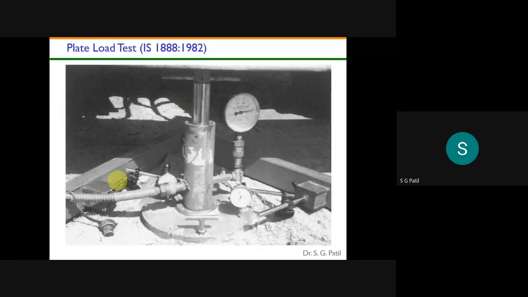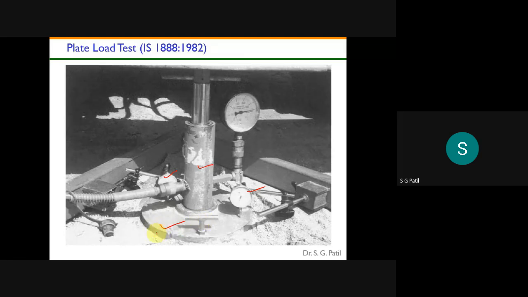Let's take a somewhat closer look here. This is the steel plate, and this is the jack, and this is the pressure gauge reading. We will see how much pressure has been applied. Then these are the dial gauges. At least 2 dial gauges should be kept on the diametrically opposite sides. And this is the plate.